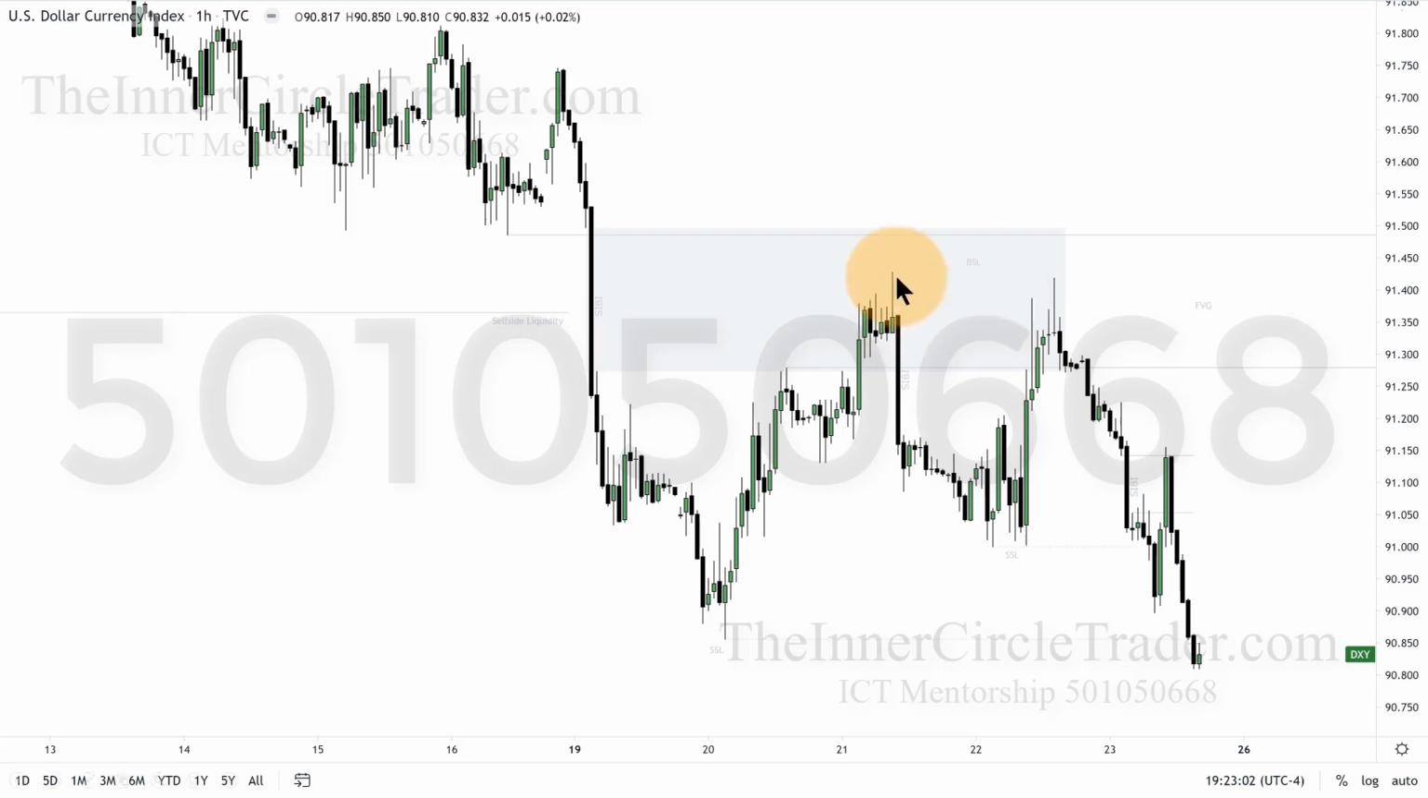You can see we had one here, we had that one here, and then we have another sell side imbalance, buy side inefficiency here. The market trades back up into it and creating an optimal trade entry as well, just for good measure, and attacks the sell side liquidity here.